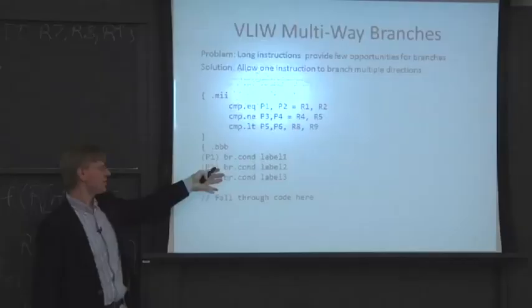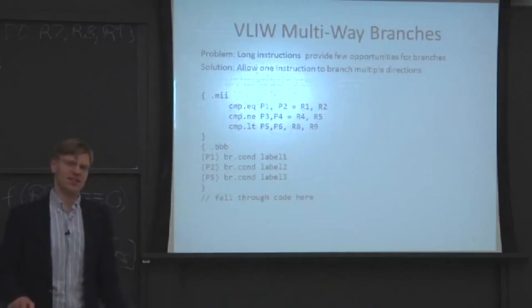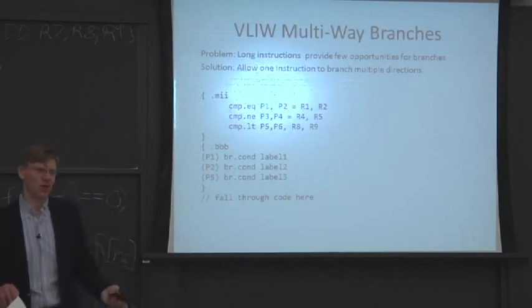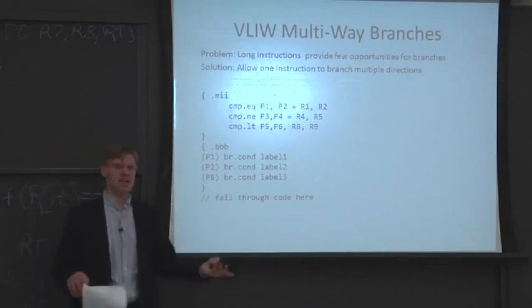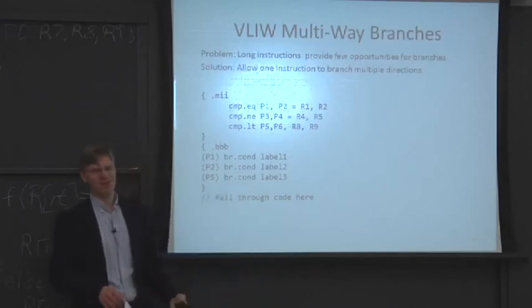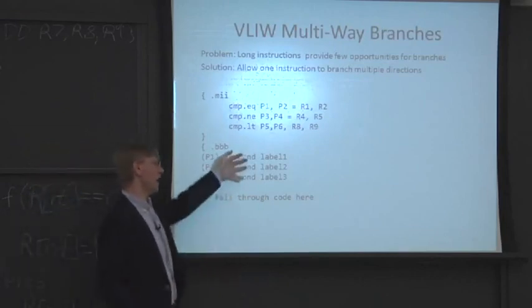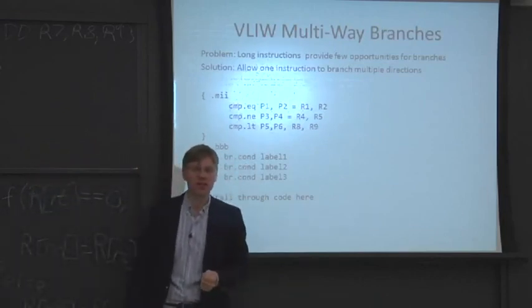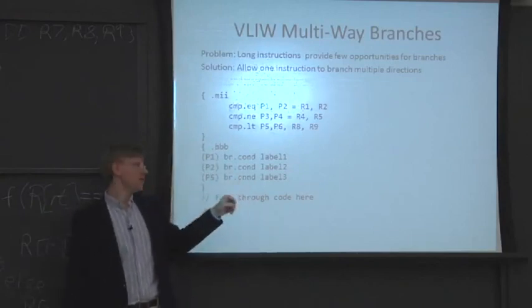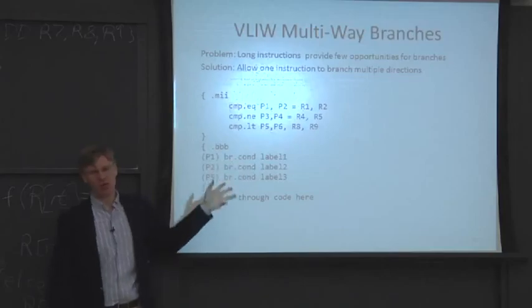If you have 3 branches together, you need to somehow order these branches, because let's say they all resolve to actually being taken. Well, which one do you take? Because you could branch to all 3 different places, and we want deterministic execution. So typically, when you have an instruction set like this of multi-way branching, you define some order. Maybe the first one has priority over the second one, which has priority over the third one, et cetera.